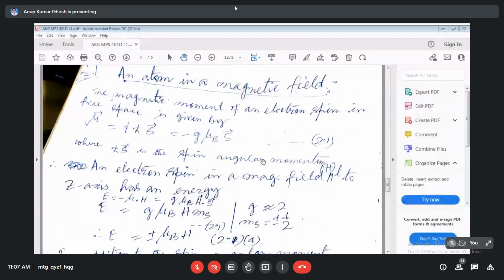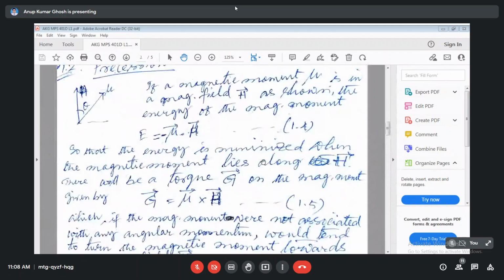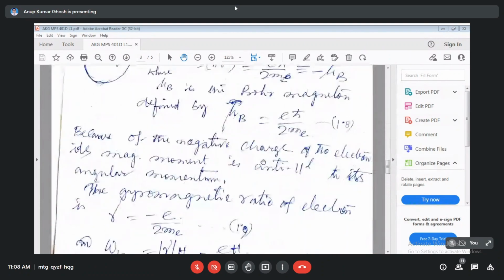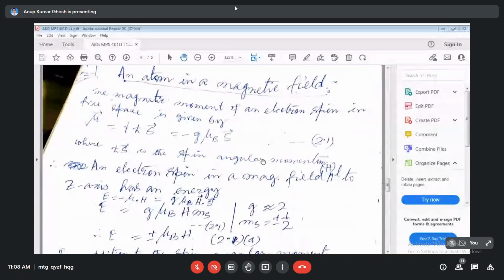So the magnetic moment of an electron spin in free space is given by mu equal to gamma H cross S. Here we are considering only the spin, otherwise for orbital it would be gamma H cross L. So mu equal to minus g mu B into S. H cross S is the spin angular momentum, right?